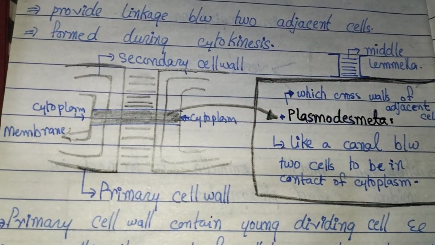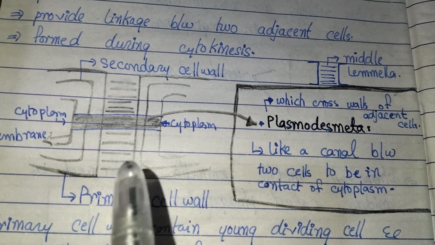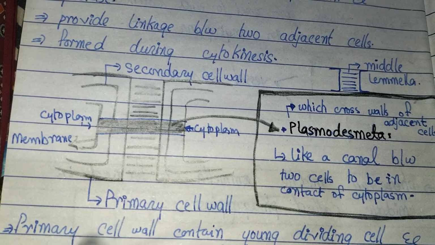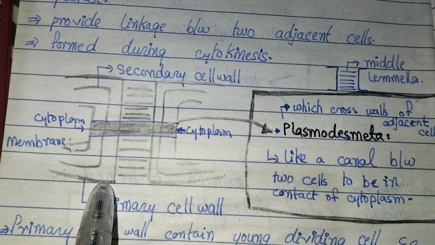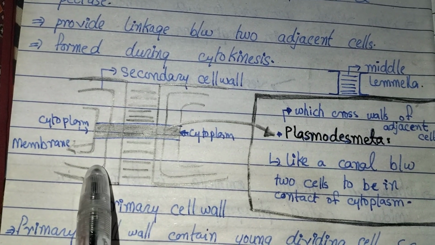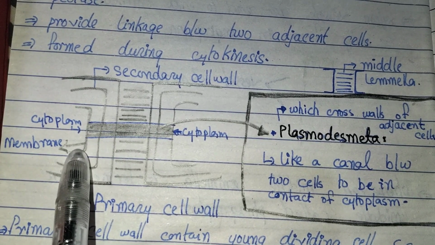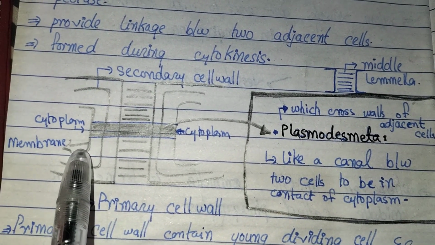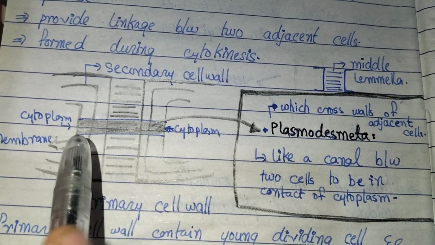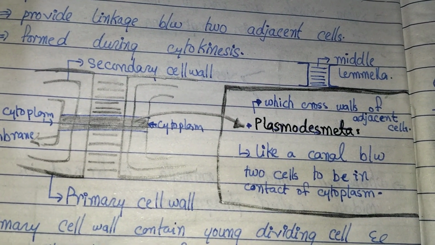Here you can see the diagram of the cell wall. The middle part is called the middle lamella. This layer is the primary cell wall. This one is the secondary cell wall, and the third one is the cell membrane, and the inner part is called the cytoplasm. And this canal-like structure is called the plasmodesmata.